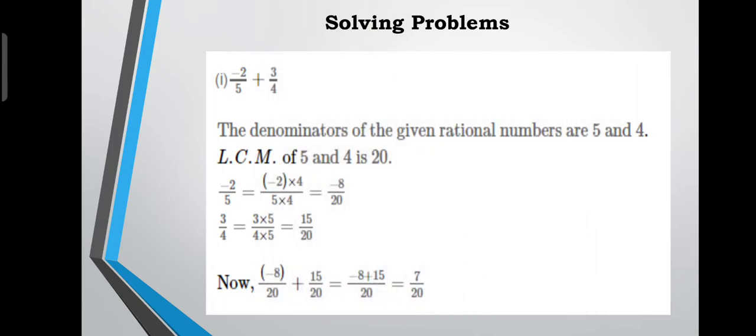See the first problem: minus 2 by 5 plus 3 by 4. As you can see, the denominators are different, 5 and 4. Both are different. So if it is different, what can we do?